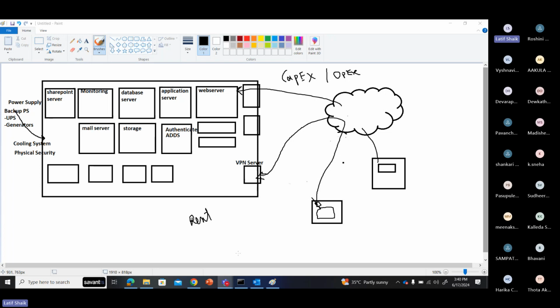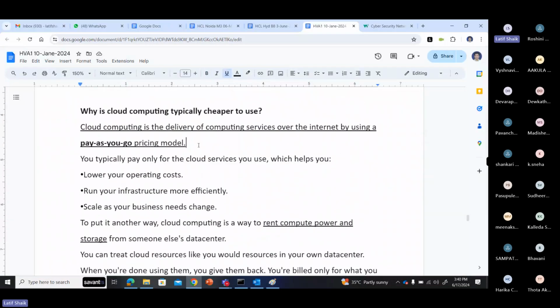Okay. So you understand, right? The capital expenditure, operational expenditure part. I think the recording is going on. Okay. Cloud computing is the delivery of computing services over the internet using a pay as you go model.